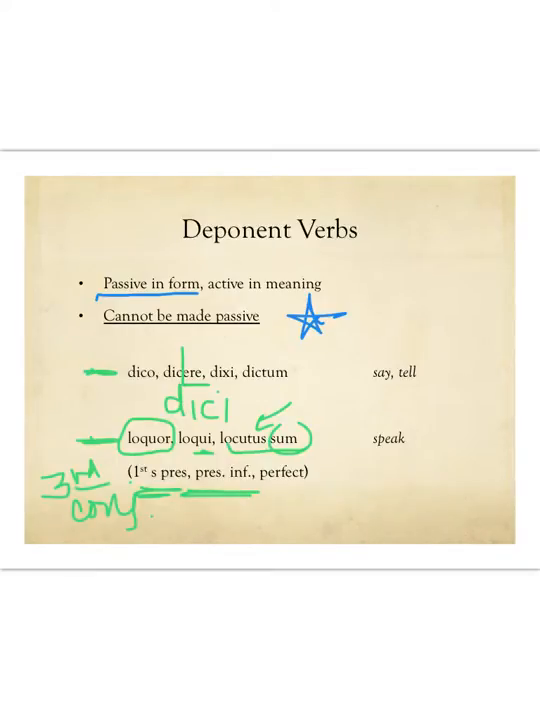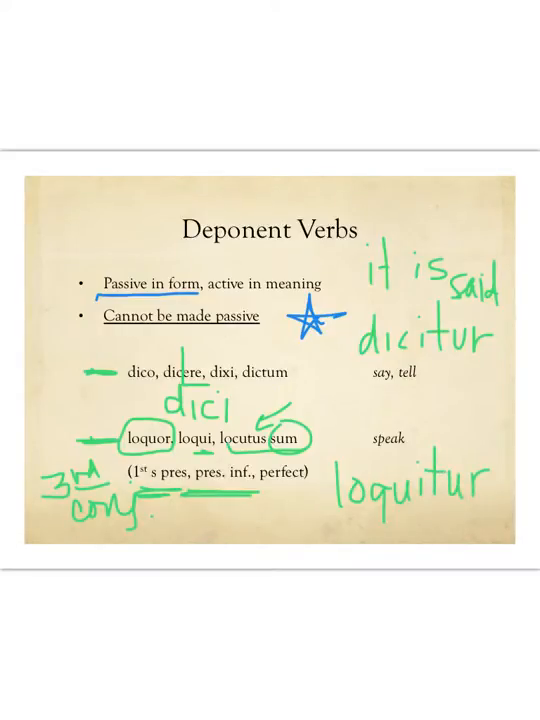So although with dico we can make this passive, we can say dicitur, it is said, we cannot do this with loquor. So if we say loquitur, which is the present third person singular form of this verb, this means he, she, it speaks. And we can't make it passive. The form is passive, but we translate it actively.